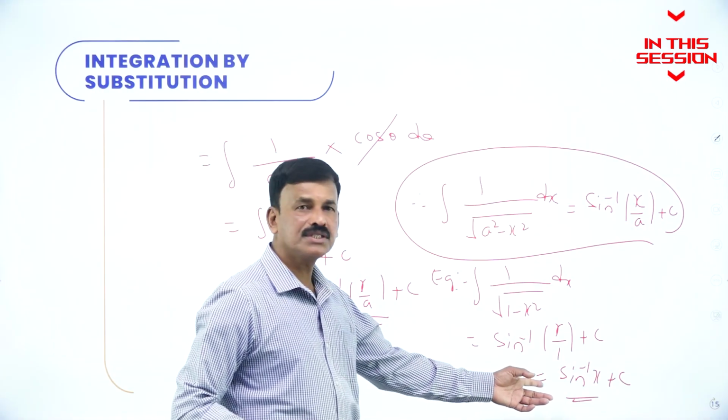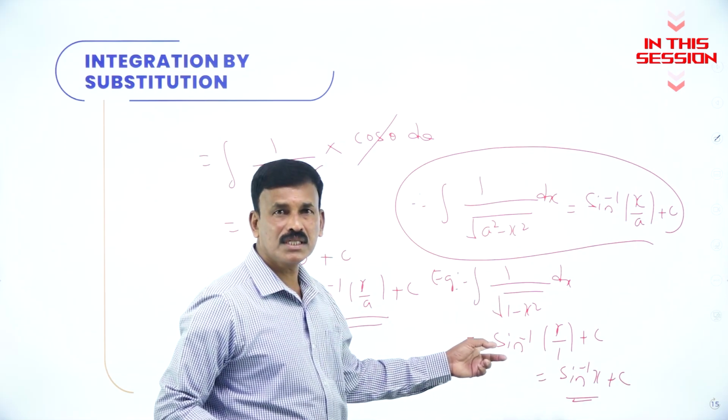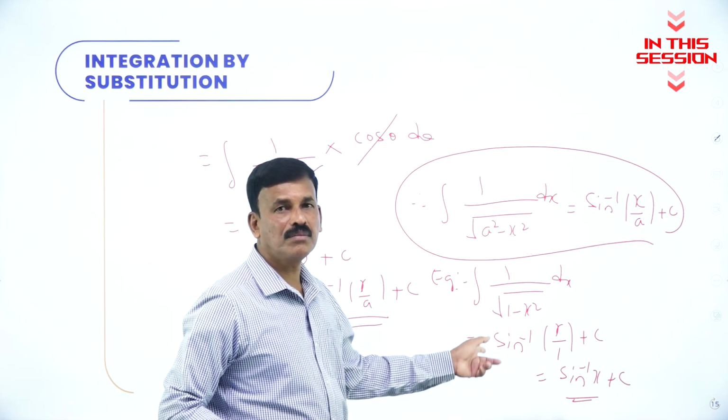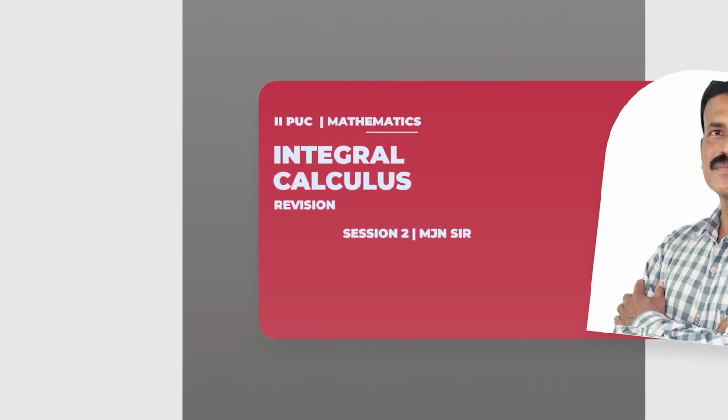You know what is differentiation of sine inverse x? Differentiation of sine inverse x is 1 by root of 1 minus x square. So integration of 1 by root of 1 minus x square is sine inverse of x.